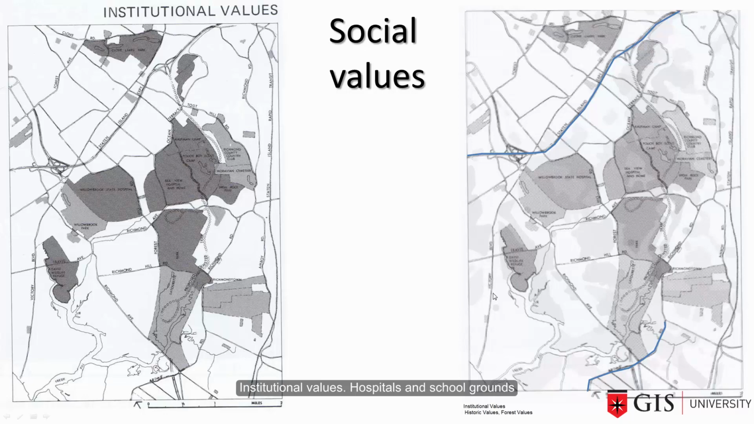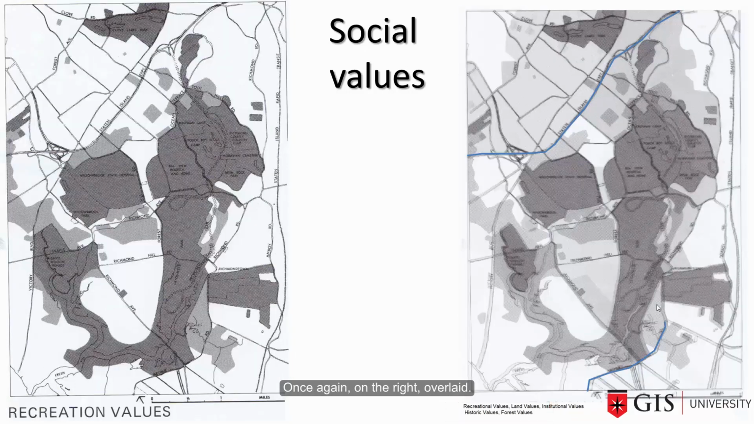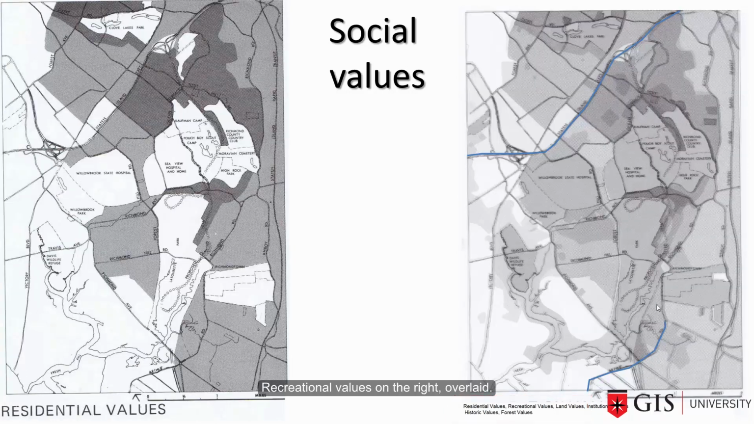Institutional values, hospitals and school grounds and cemeteries and things like that. They're areas of fairly high institutional value. We don't want a roadway going through those if possible. And we can see those in the right-hand side overlaid again. Land values, the highest land values, we don't want a roadway going through those because it's actually going to cost more to purchase the land. Once again, on the right, overlaid. Recreational values, on the right, overlaid. Residential values on the left, on the right, overlaid.